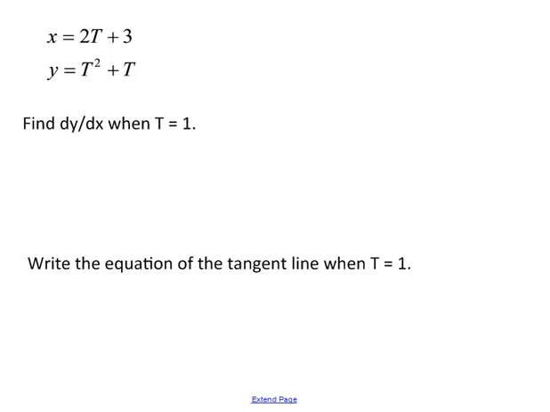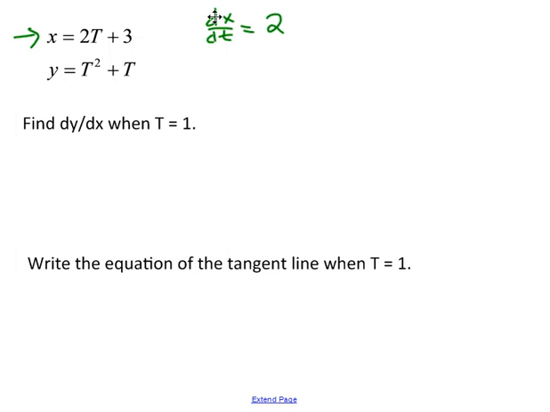However, I can think about just finding dx dt. If I look at this first equation and I take the derivative of x with respect to t, the derivative of 2t is 2, and the derivative of 3 is 0.